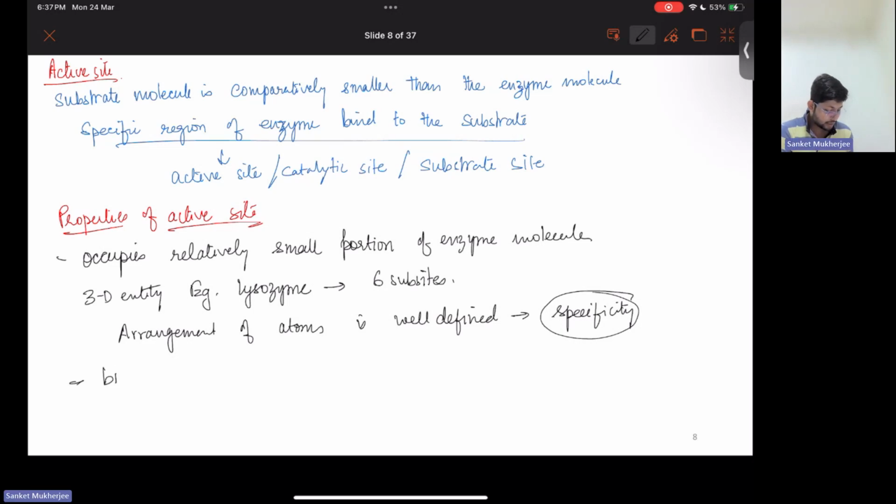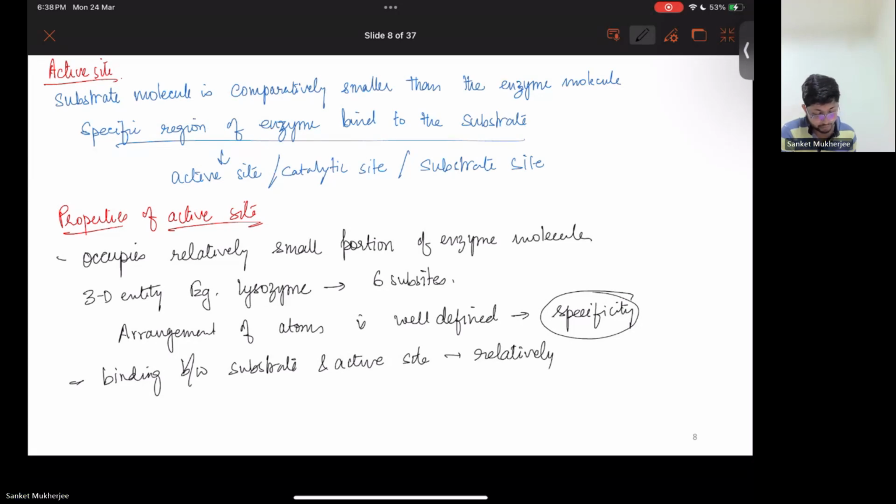The binding between substrate and enzyme is relatively weak. Okay. So these are actually grooves or crevices which are important for the substrate to come and bind to the enzyme.